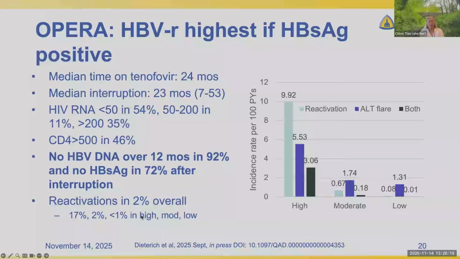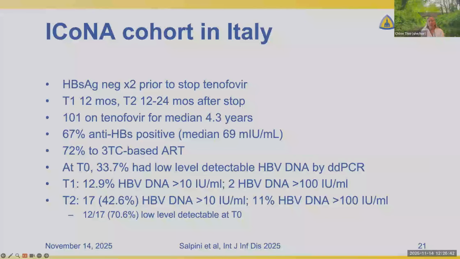These types of data feed into the recommendation that, for isolated core antibody positivity, you can consider switching them to nucleoside-sparing regimens, because these reactivation risks are not that high. And I think the VAC study that I showed you on the slide before this also supports that. But monitoring is important. So this is another study from Italy, the Icona cohort.